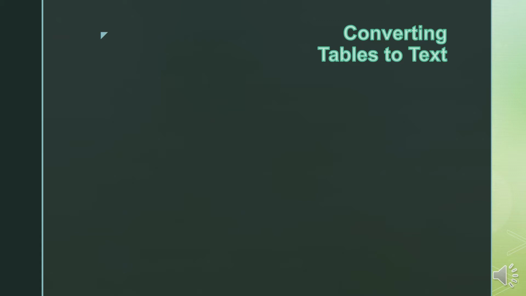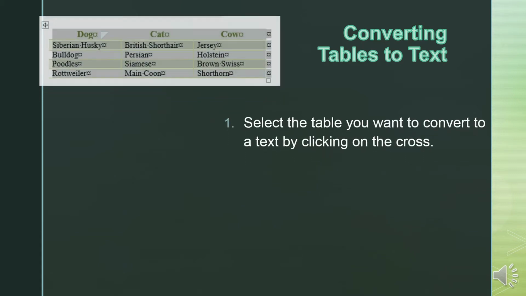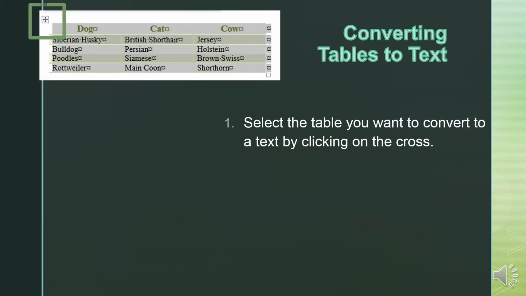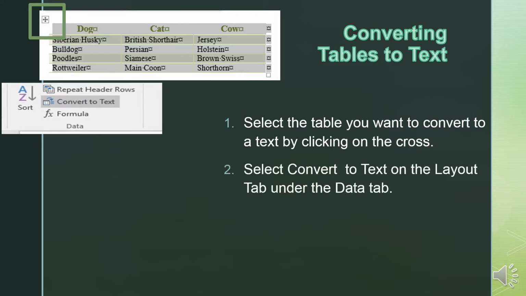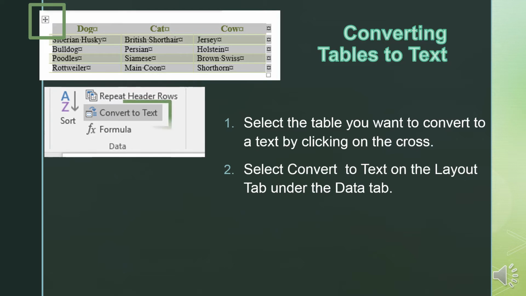Converting tables to text. To do this, first you are going to select the table you want to convert to text by clicking on the cross in the top left-hand corner. Then you're going to select Convert to Text on the far right side underneath the Data ribbon, underneath the Layout tab.